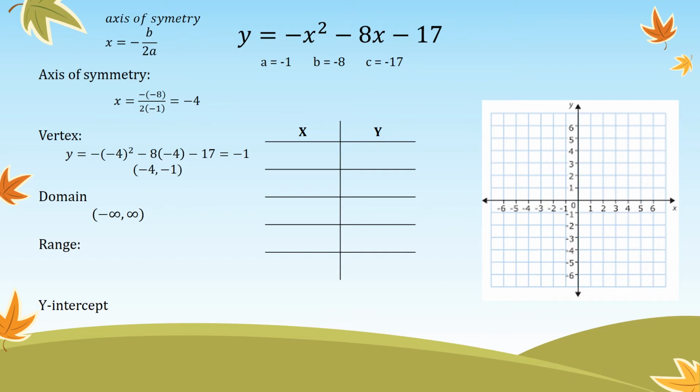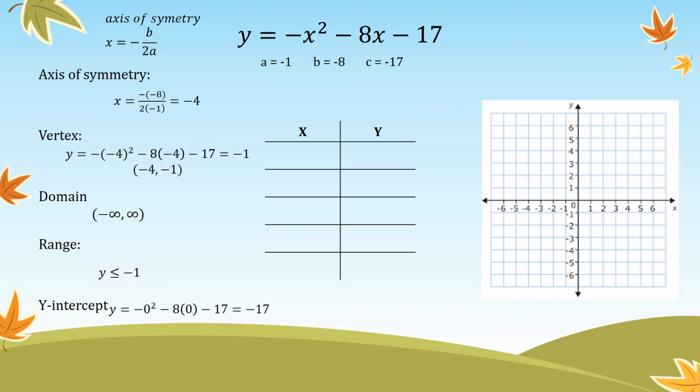Then our range, now this one is opening downward. So that means that negative 1 is a maximum value because it's opening downward, and our vertex will be a maximum. So this means that y would be less than or equal to negative 1. Again, the y-intercept, we would put x in for 0, and we see that our y-intercept is negative 17.